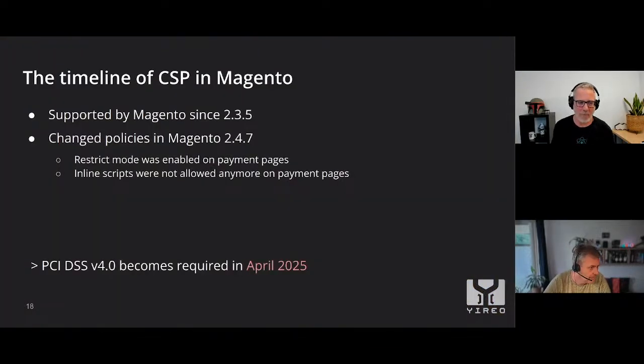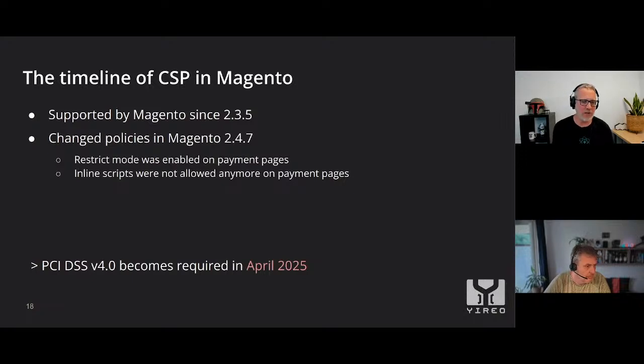But then to make it more relevant, there may be the reason also why all of us are in this webinar. Magento itself introduced the CSP module in 2.3.5, but actually only recently in Magento 2.4.7, which is somewhere in April this year, so 2024.